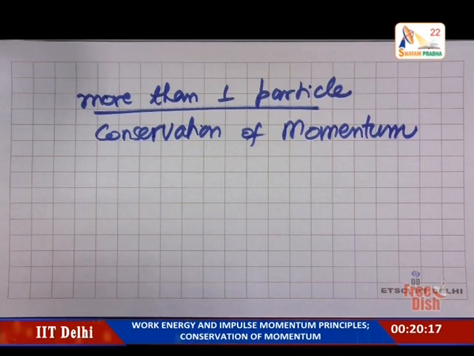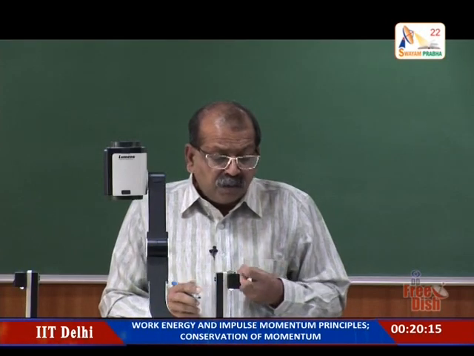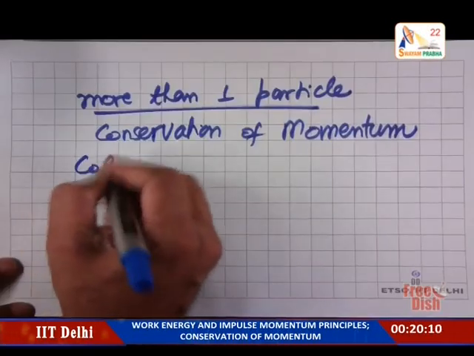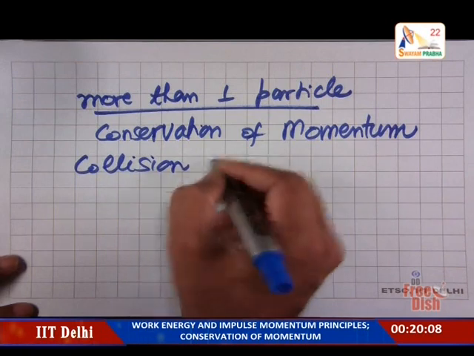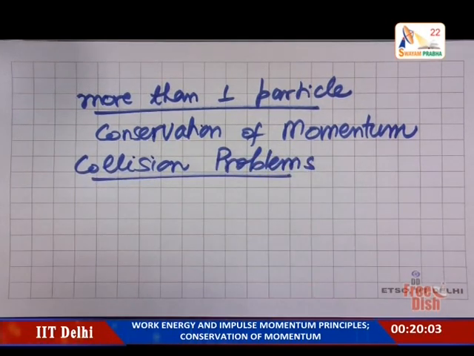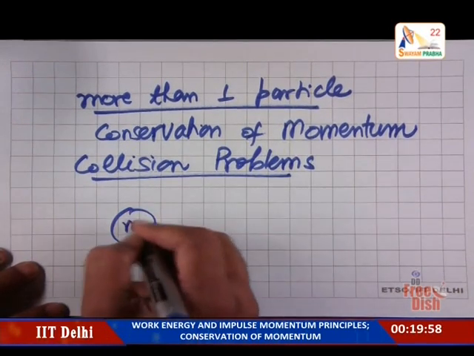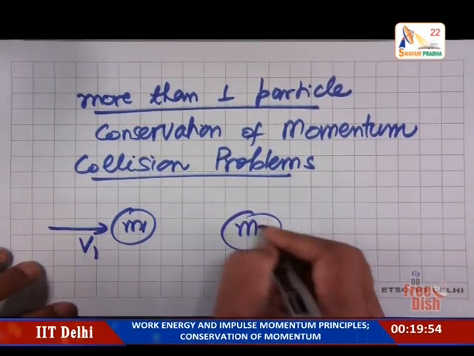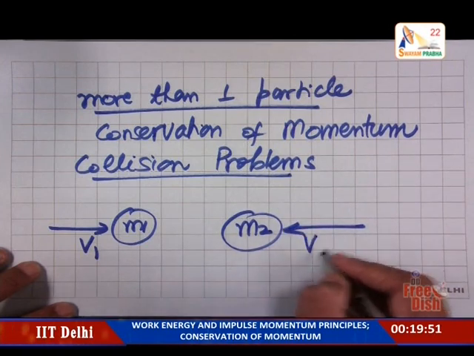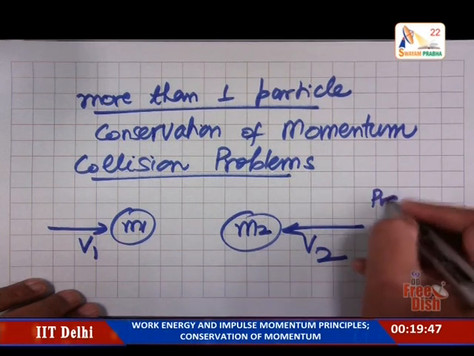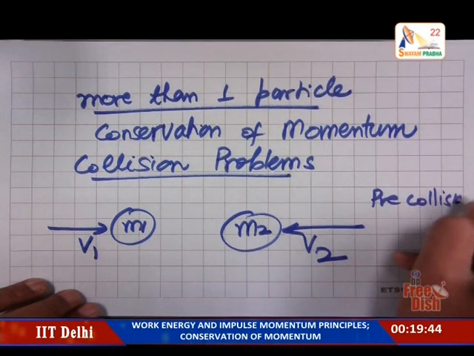Now, what are the types of problems where we will have more than one particle where such things could work out? One of the very typical problems which we have are what we term as collision problems. That means we have a body of mass m1 travelling with a velocity v1, and we have a body of mass m2 travelling with a velocity v2. This is what we can call the pre-collision stage.